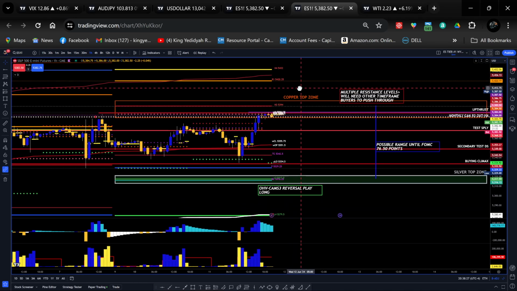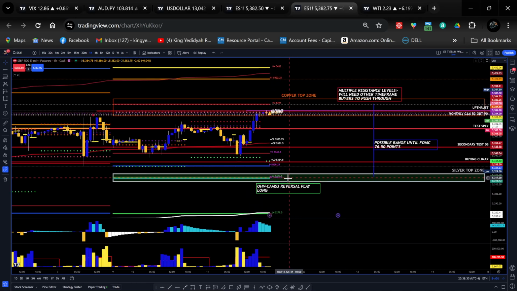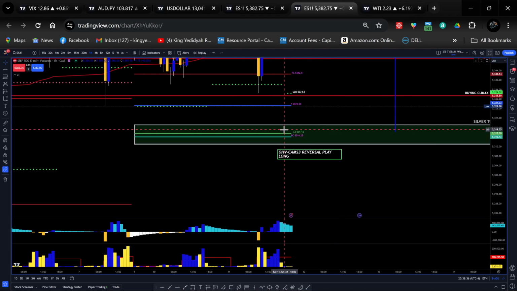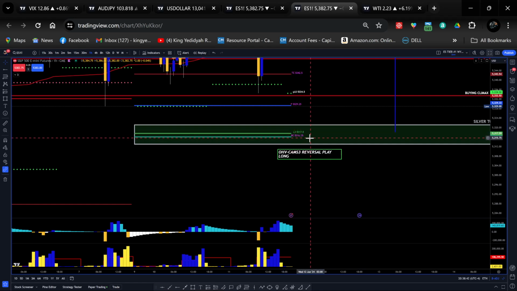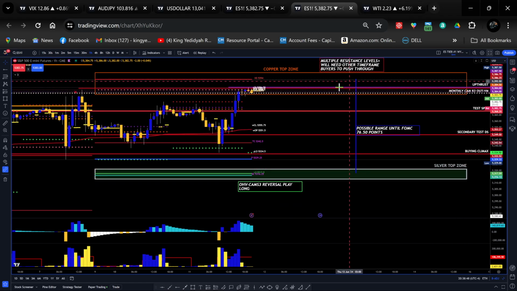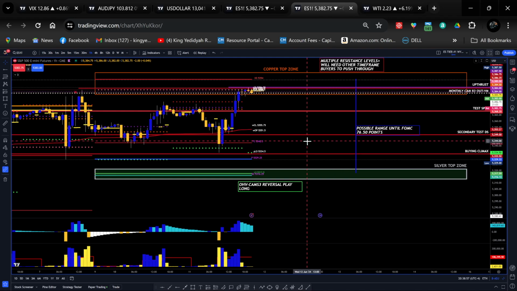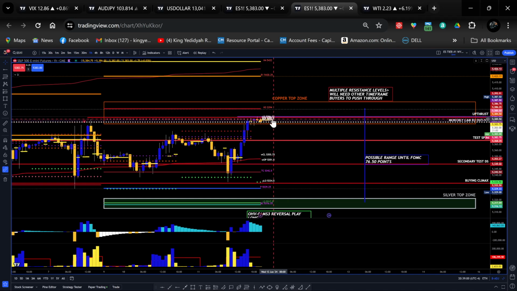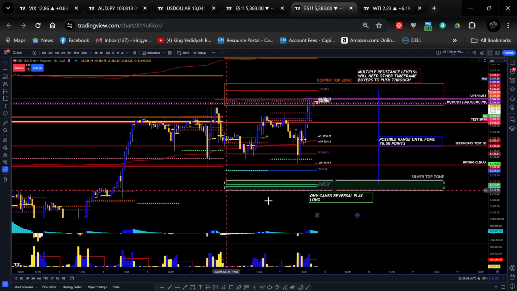And if we do get the rejection, well, it's straight back down to this silver top zone, which incorporates Camarilla S3 on the weekly, 53.17.50, and this bottom central pivot at 53.16.25, right? And the week's range here between Camarilla R3 and Camarilla S3 is 76.50 points, right? So if we do get a rejection here, it's wide open for us to really come back down, right?